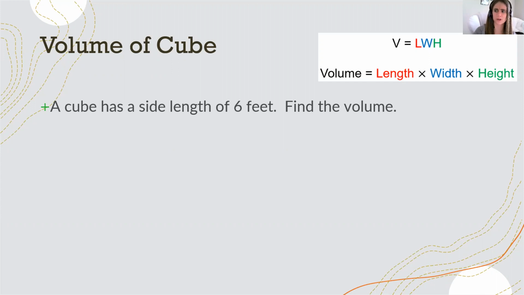So how is this going to work? Well, if we take the knowledge that a cube is a three-dimensional square, that means that all of the sides are the same length. So that is the definition of a square. That is the definition of the three-dimensional version, cube. And if we're finding volume, that means it's a cube. So every side length is going to be the same. So that means our length, our width, and our height are all going to be 6 feet.